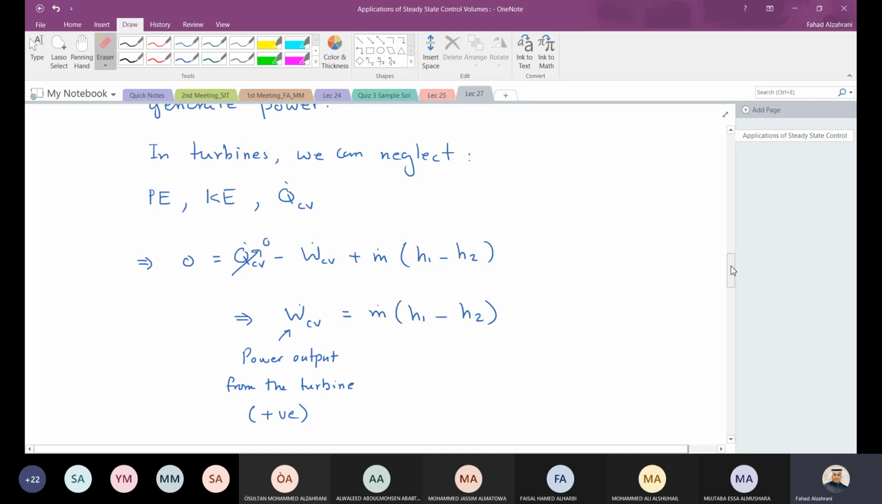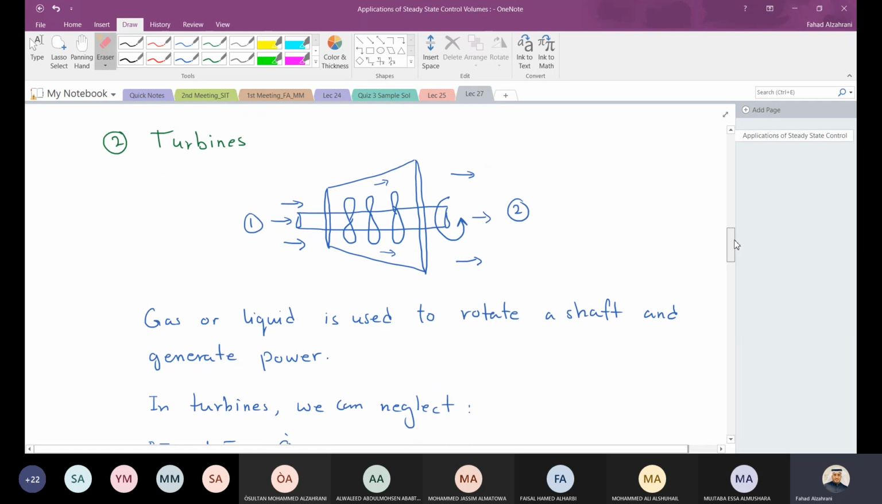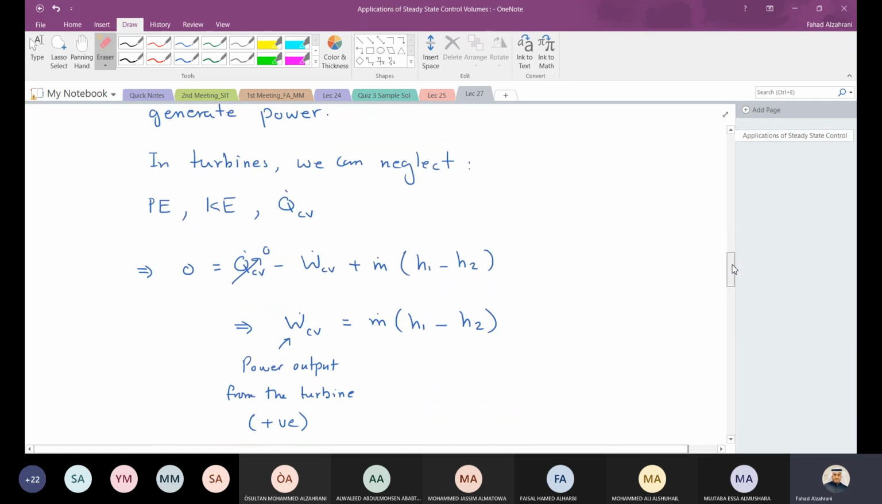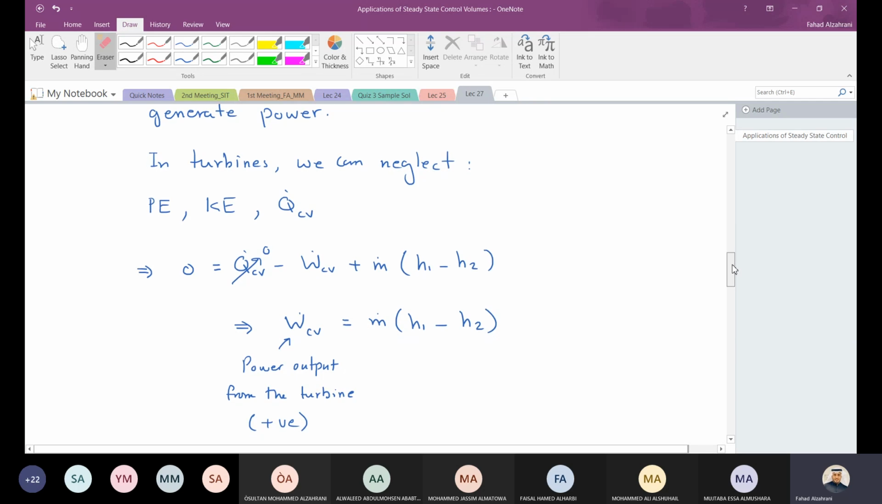If you have any questions, please stop me, okay? At any point. So this is regarding the turbines. Again, the turbine is used to generate power, so I have power output. If I do this neglecting potential, kinetic, and heat transfer, I can get this final form of the equation.